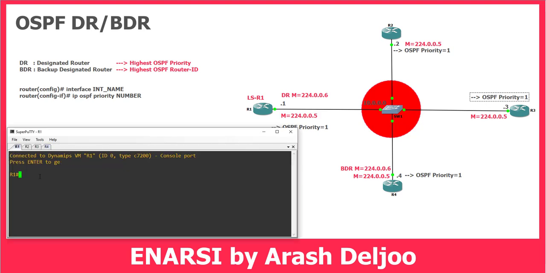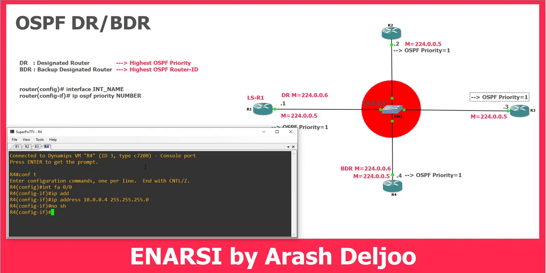Look here. R1 first. We should configure interface FastEthernet 0/0 with the IP address 10.0.0.1, then 255.255.255.0, and then no shutdown. Let me also configure router 2. This is router 2: conf t, interface FastEthernet 0/0, IP address 10.0.0.2, 255.255.255.0, and then no shutdown. After that, router 3: conf t, interface FastEthernet 0/0, IP address 10.0.0.3, 255.255.255.0, and then no shutdown. And finally, router 4: conf t, interface FastEthernet 0/0, IP address 10.0.0.4, 255.255.255.0, and then no shutdown.